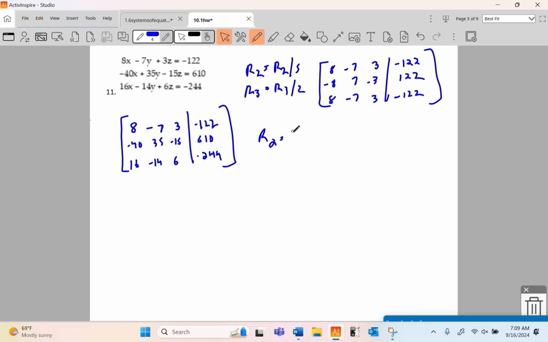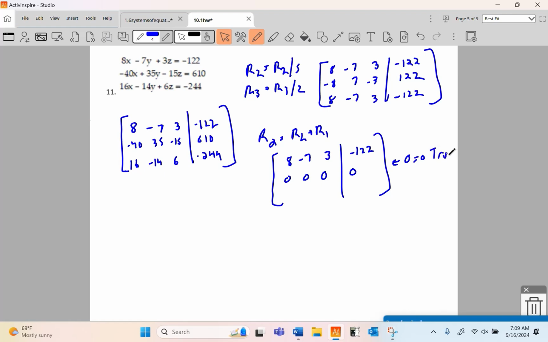Row 2 is row 2 plus row 1. No change to row 1. But negative 8 plus 8 is 0. Negative 7 plus 7 is 0. Negative 3 plus 3 is 0. And 0. You notice that this is 0 equals 0, which is true. And while I'm at it, row 3 is row 3 plus row 1. So 0, 0, 0, 0.